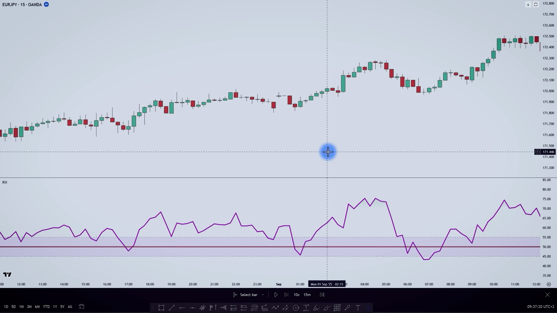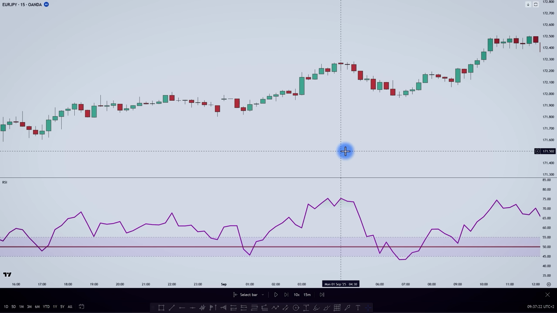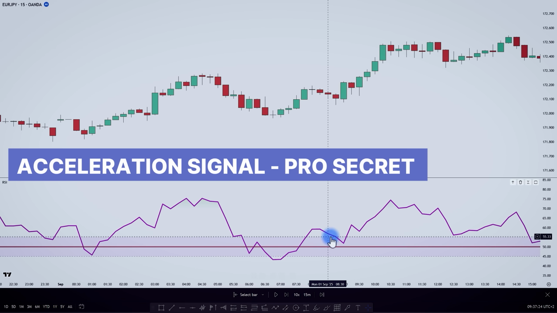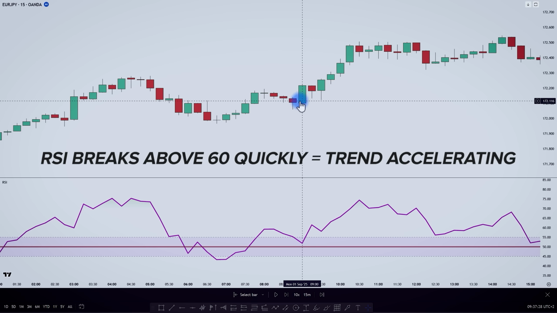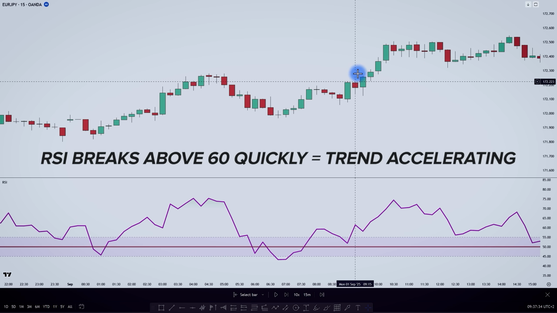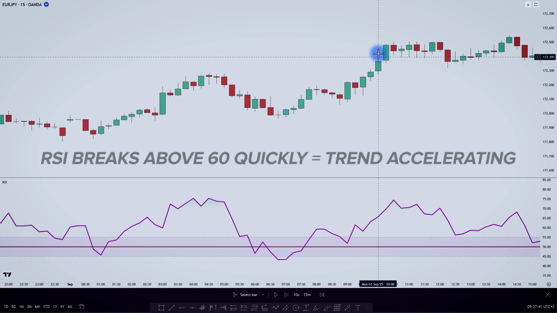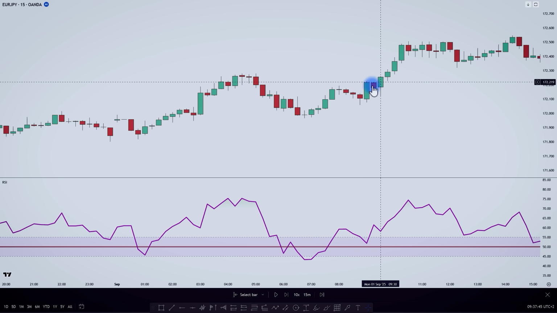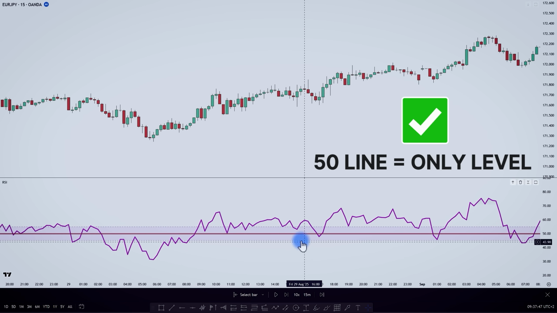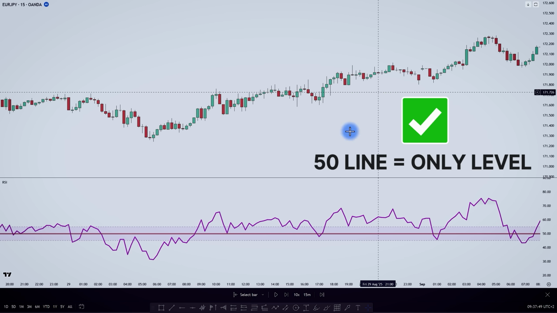And here's what separates profitable traders from everyone else. The acceleration signal. After your entry, if RSI breaks above 60 quickly, you can add to your position. The trend is accelerating. If it struggles to get above 60, keep your position small. The trend might be weakening. You just learned what most traders never figure out about RSI. The 50 line is the only level that truly matters.